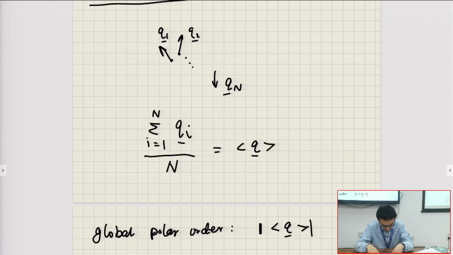The reason is the following. Suppose these guys are uniformly randomly aligned. Add them up, I get 0, right? Suppose all of these guys are pointing in the same direction. So the average q would be the q of each of these guys, so the magnitude is 1. So it goes from 0 to 1. 1 is maximum alignment, maximum order. 0 is completely random. And no, this is not for a particular individual, this is a global system order.